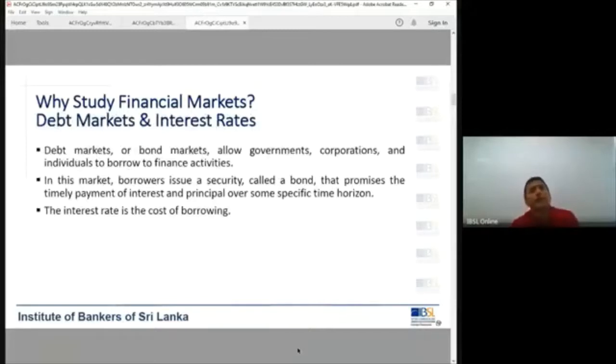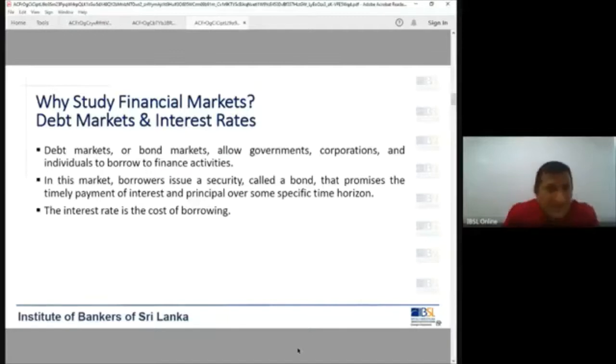Okay, so when we study these financial markets, we are also interested in debt markets and interest rates. We will try to define these as we move on. Debt markets, or bond markets for that matter, allow governments, corporations, and individuals to borrow from surplus entities for the purposes of their financial activities.